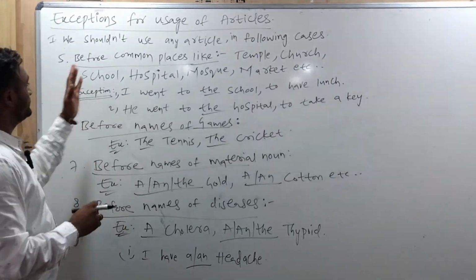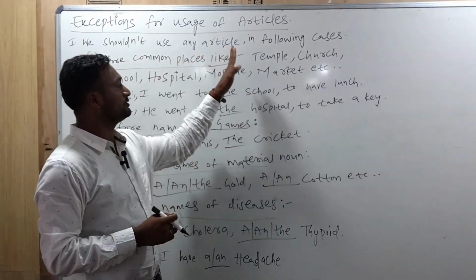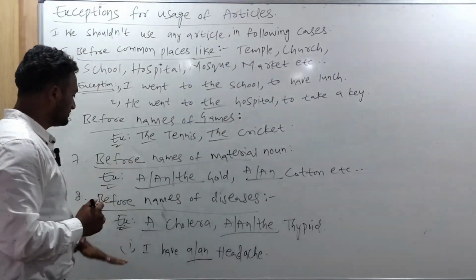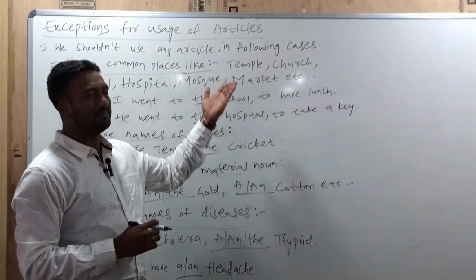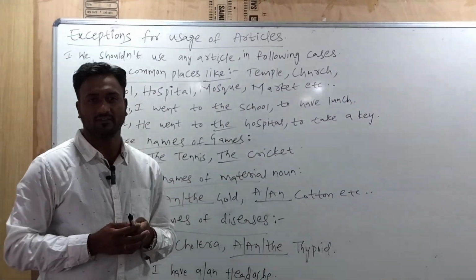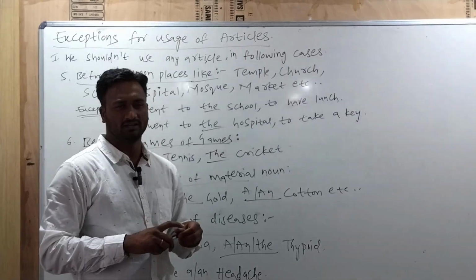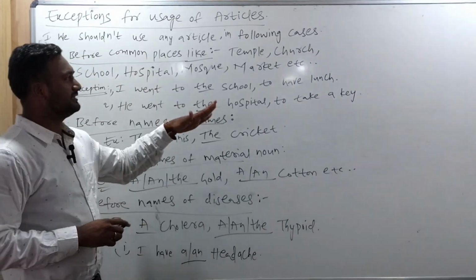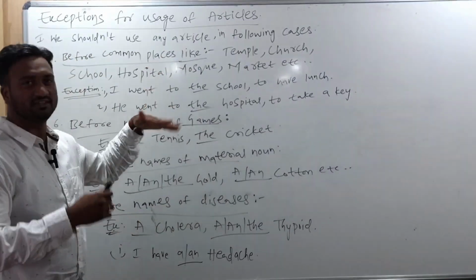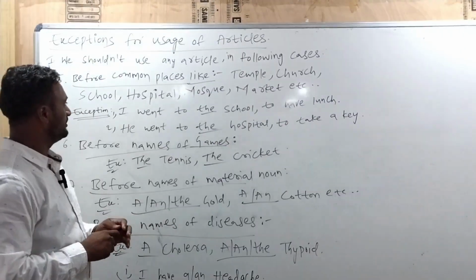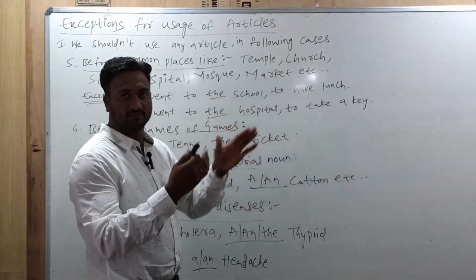Now this is the fifth exception we are learning. I directly wrote a heading here where we should not use articles. I am continuing all these exceptions. So here, the fifth exception: before common places, places we frequently visit, it can be temple, school, college, market, church, it can be anything. We should not use any article before the places we frequently visit. But there are two exceptions. I'll explain you very clearly.